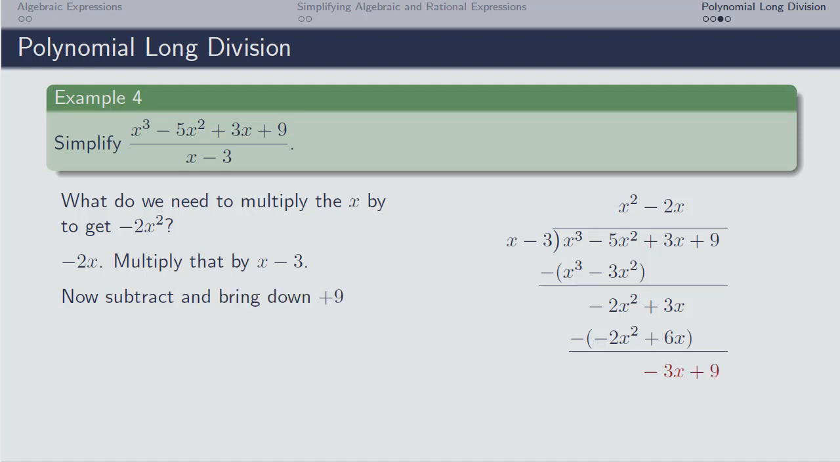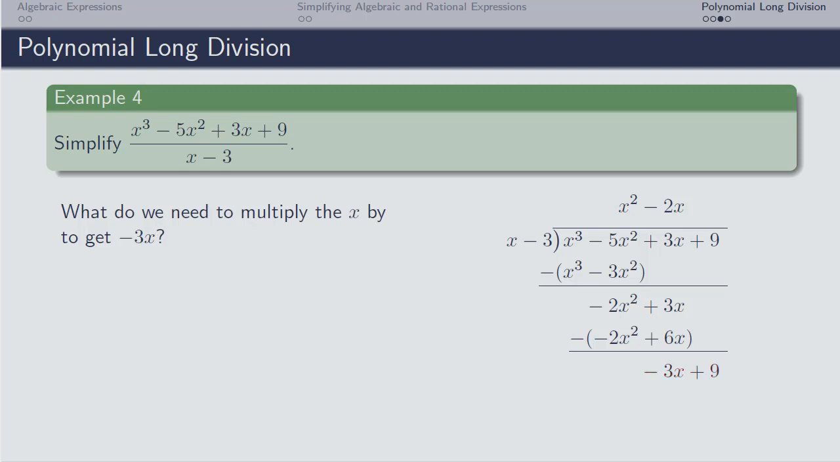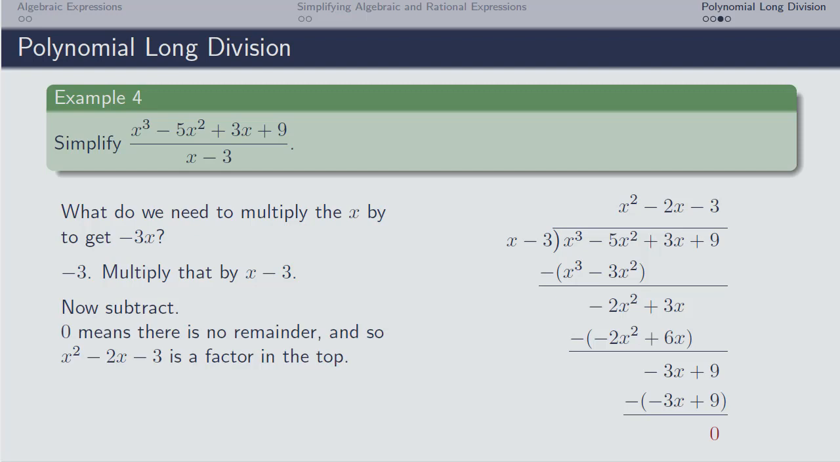I bring down the 9. To get minus 3x, I need to multiply by minus 3, right? Minus 3 times x minus 3 is minus 3x plus 9. Now, look at that, right? So when I subtract, I get 0. So that's my remainder. My remainder is 0, which means that this is, in fact, a full factor, right?